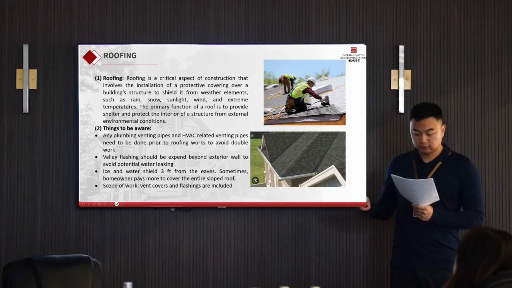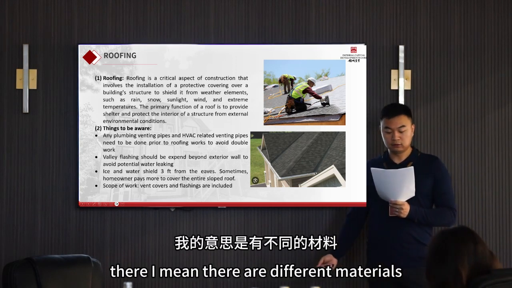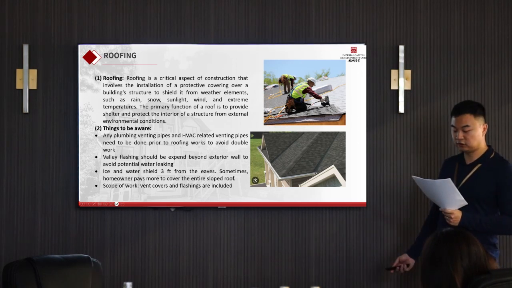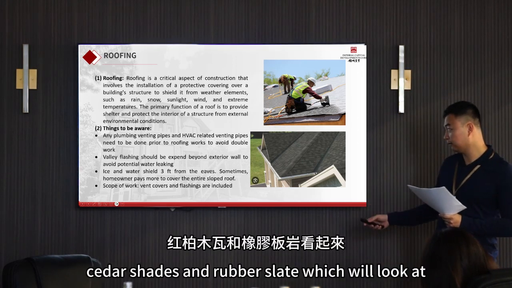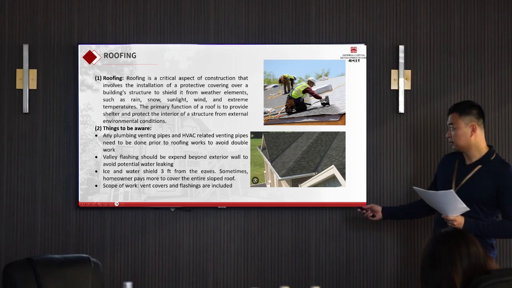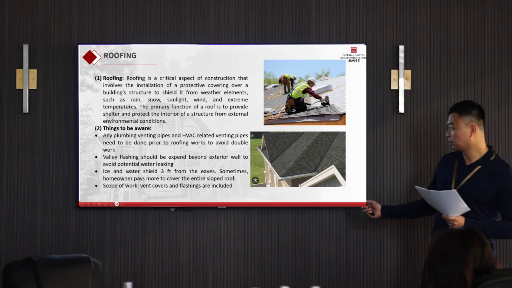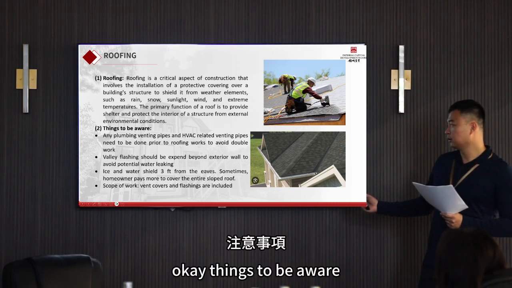So there are different materials for roofing. There's asphalt roofing, there's cedar shakes and rubber slate, which we'll look at in the next slides, I believe. Okay, we're going to come back to it.